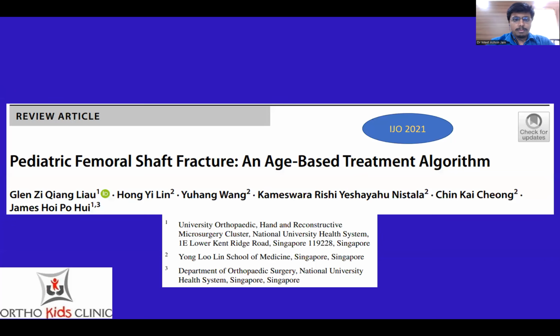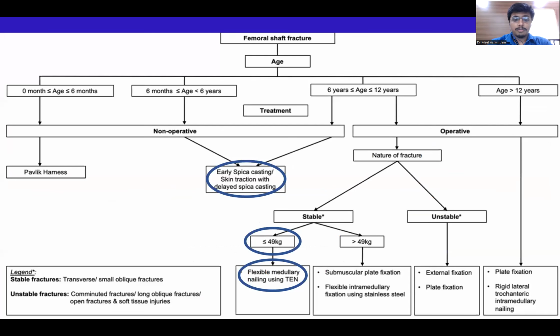So these are the four options that we have. This was a paper published in the IJO 2021, and it gave an age-wise, fracture pattern and weight-wise protocol for managing a shaft of femur fracture. The patient is 6.5 years old. If it is a fairly undisplaced fracture, then early spica casting or skin traction with delayed spica casting can be considered. If the fracture is stable with a weight of less than 49 kgs, they suggest TENS nailing. And with a weight of more than 49, as we have discussed in a chubby child, submuscular plating or flexible intramedullary fixation using stainless steel.